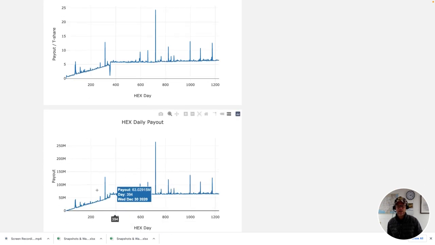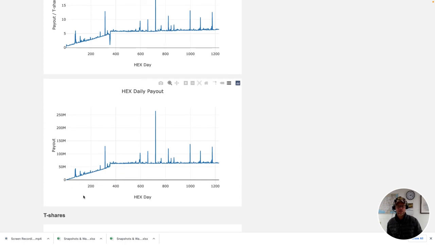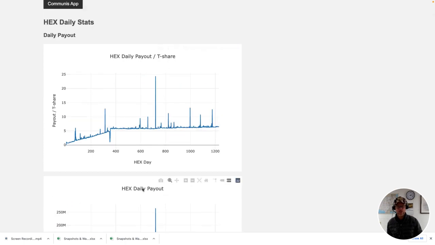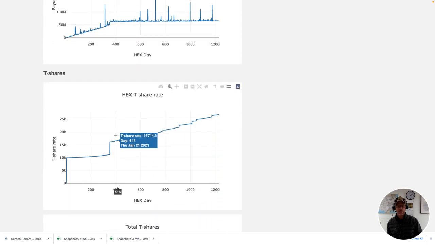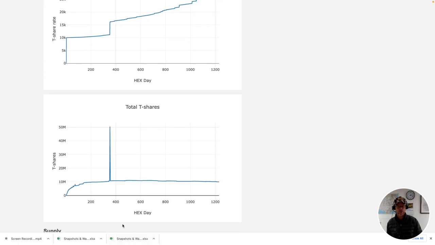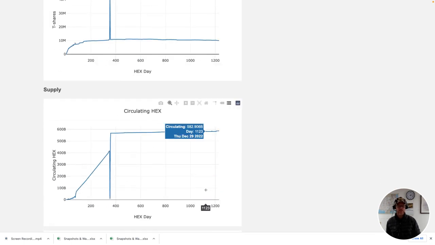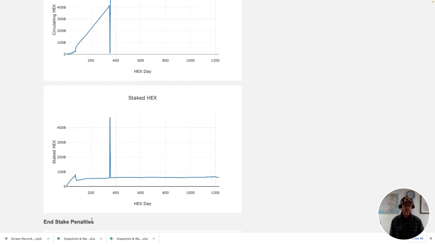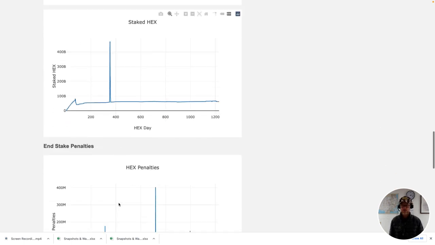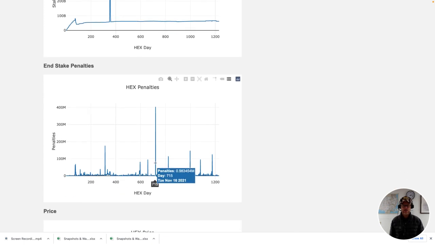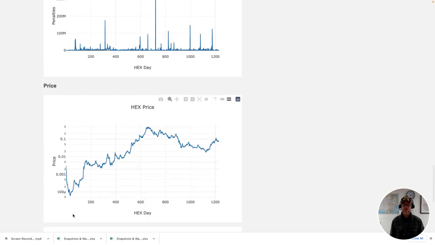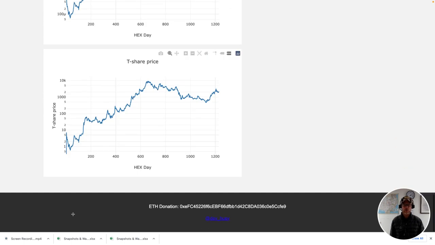The Hex daily payout. What is this? Hex daily payout per T-share, and then the Hex daily payout. And the hex T-share rate, you see it ratcheting up slowly, ever so slowly. And the total of T-shares, it looks like it's starting to decline. So get your T-shares. And circulating hex is ticking up. Staked hex. There you go. End stake penalties. There's that one when Hex 19 got hacked. And the price. T-share price.